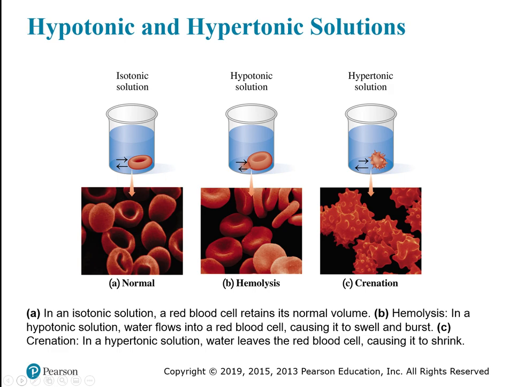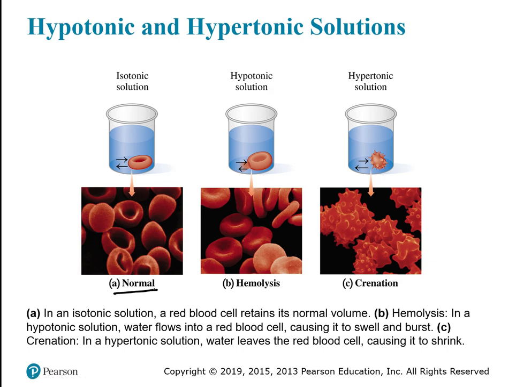If you have red blood cells in an isotonic solution, they're going to be fine. There will be some exchange, of course, but overall, the red blood cell is going to remain normal. It's not going to increase its size. It's not going to shrink. So those are normal cells.